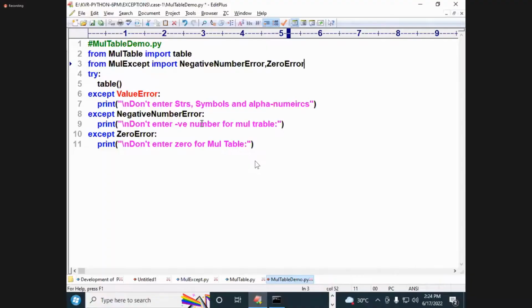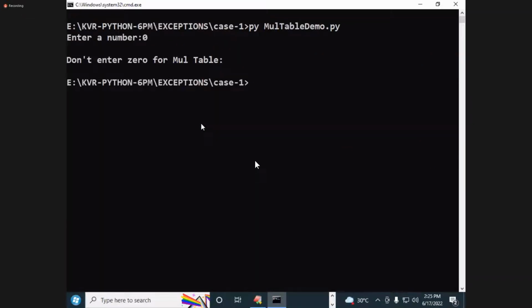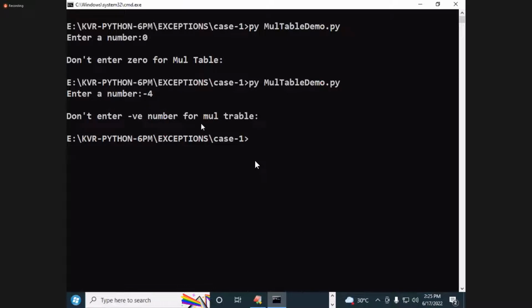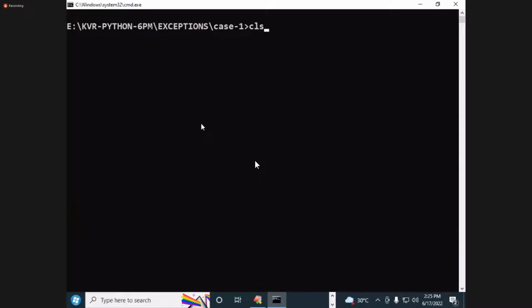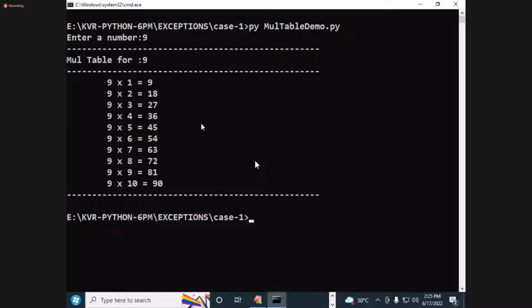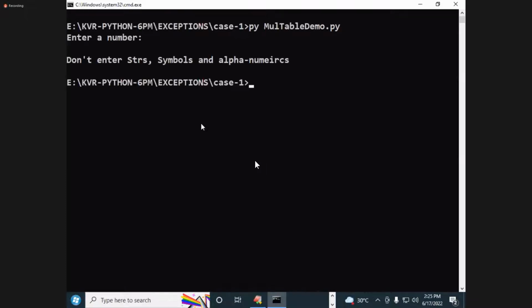Now see, wherever I am using it, I am importing it. Don't say 0. You say -4, don't enter that. You say KVR, don't enter that. Now I'm going to enter the exact input. What else is remaining? Multiplication table is coming. So it is making our program so strong. Right or not? So this type of exceptions are very, very important. Anything you enter, only the required output is accepted, other than that, it is suggesting you. Last and final, never enter anything. I just press the Enter key. It is going to give you the error.